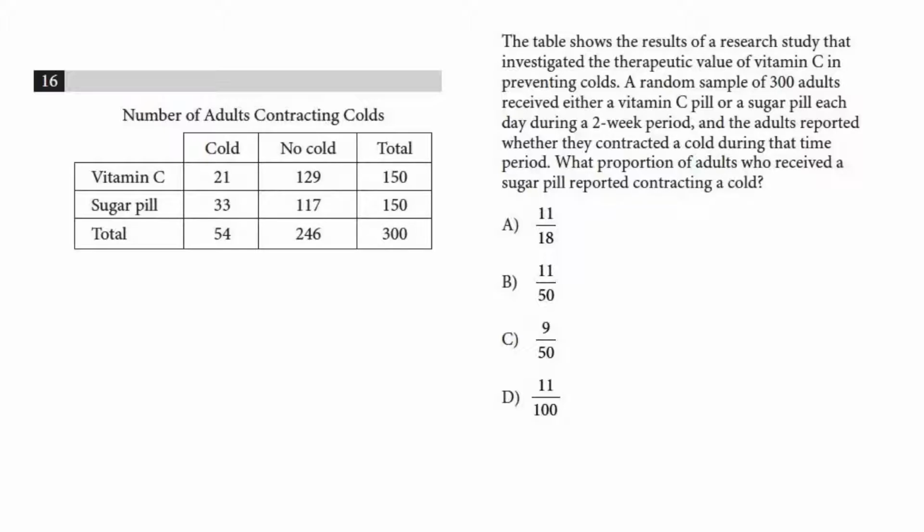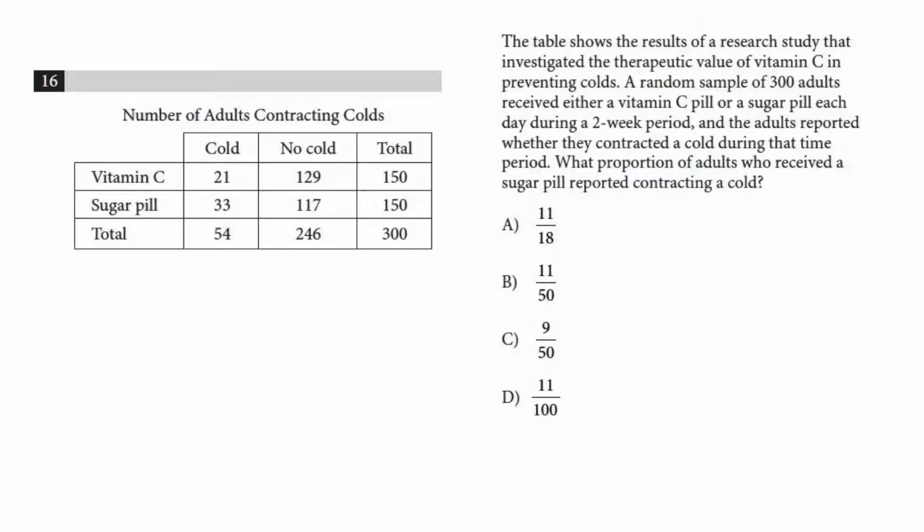All right, 16. Number of adults contracting colds. The table shows the results of a research study that investigated the therapeutic value of vitamin C in preventing colds. A random sample of 300 adults received either a vitamin C pill or a sugar pill each during a 2-week period. And the adults reported whether they contracted a cold during that time period. What proportion of adults who received a sugar pill reported contracting a cold?